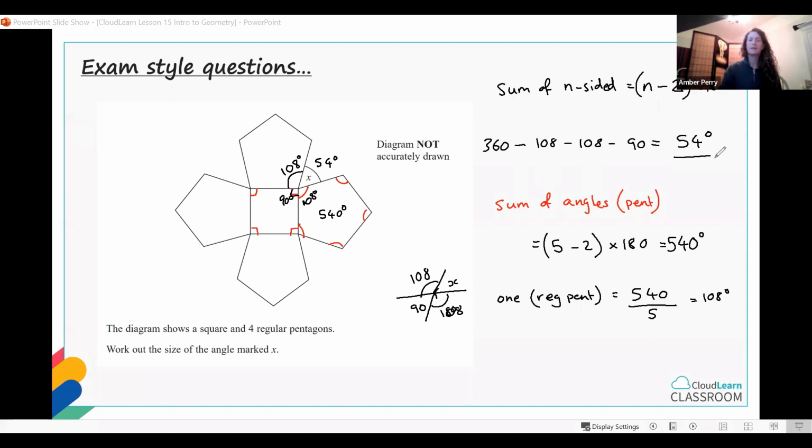Brilliant. Okay, so a couple of exam questions done today. I hope you're feeling confident with that. We're going to build on that next week. We're going to practice developing some algebra into these style questions. We're going to do exterior angles in polygons, and we're going to do some more exam style questions as well. Okay, so any questions before you go?